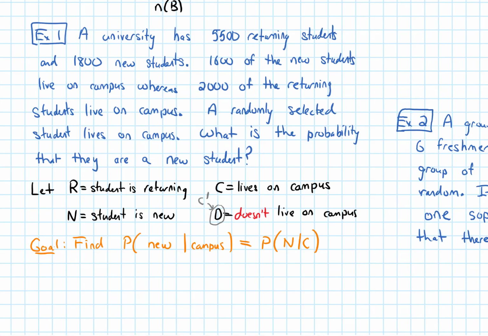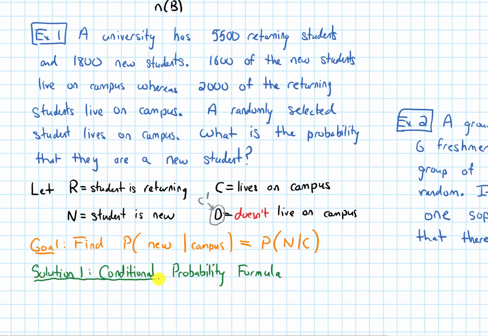Alrighty, so I'm going to zoom it out a little bit here to give myself some room to write while I can still look at the problem. I'm going to talk about a solution to this in two ways. Solution one will involve just using the conditional probability formula. And then later we'll talk about how we can do this with a tree diagram.